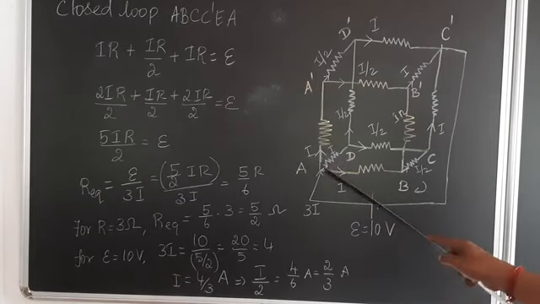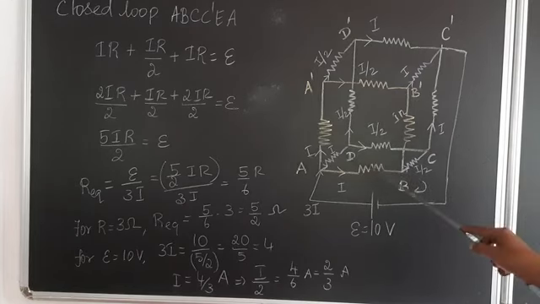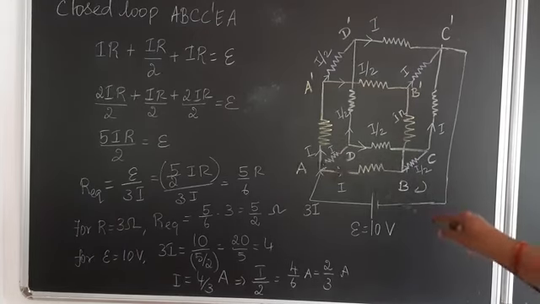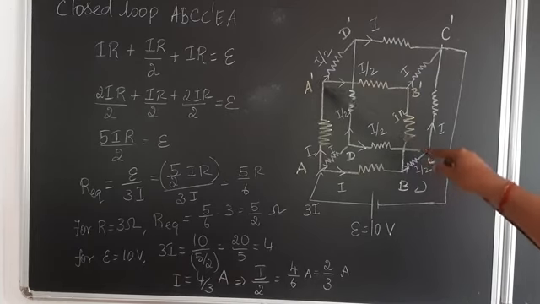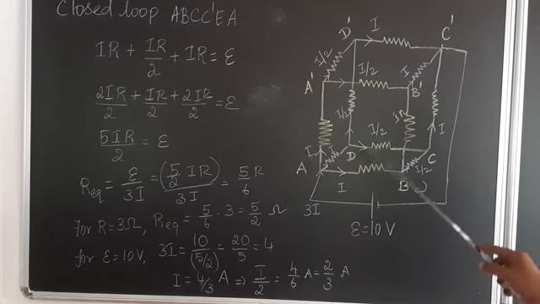And here I current, here I current, right? So each I current is divided into I by 2 and I by 2. This I current is again divided into I by 2, I by 2, and this current again divides into I by 2, I by 2. Try to understand this clearly.